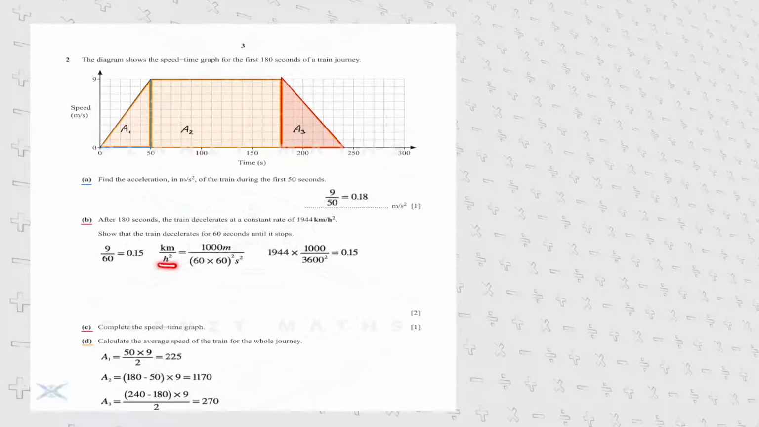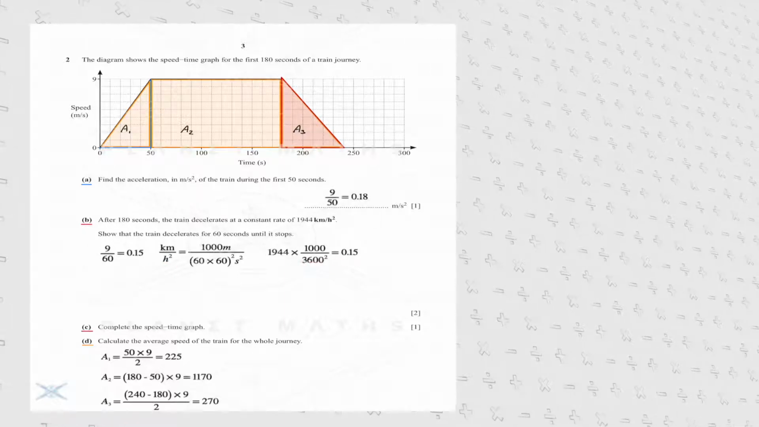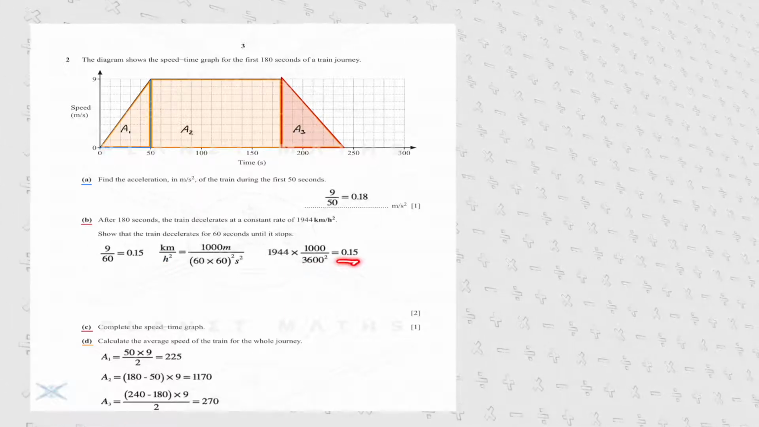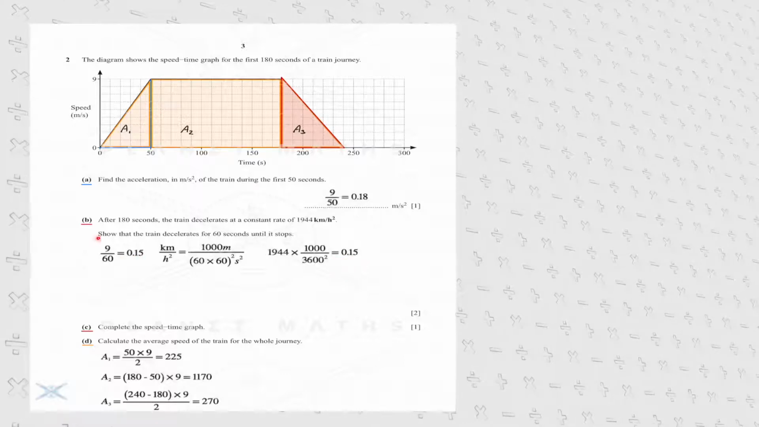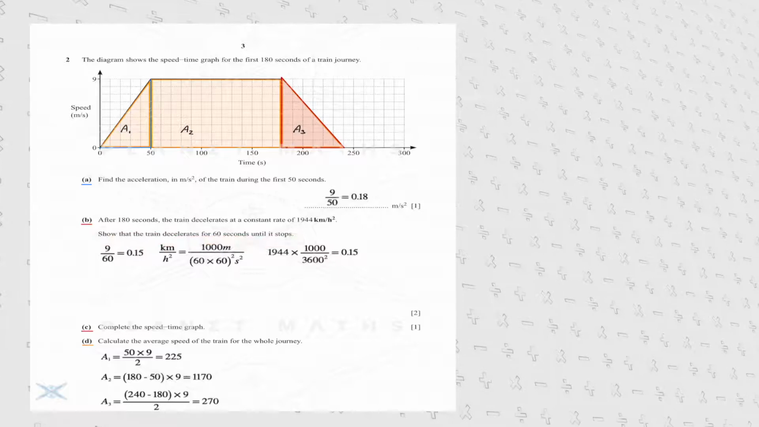Therefore, hour squared equates to 3600 seconds squared. We have now proven that both of those expressions deliver the same result. Therefore, the assumption that the train decelerates for 60 seconds until it stops has been proven right.